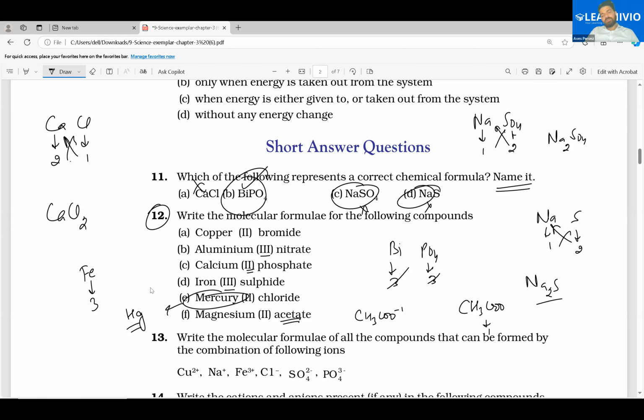Okay, tell me what's the formula of copper bromide? CuBr2. And what is the valency of bromide ion? What's the valency of bromide ion? 1. So why are you cheating? Why are you cheating?